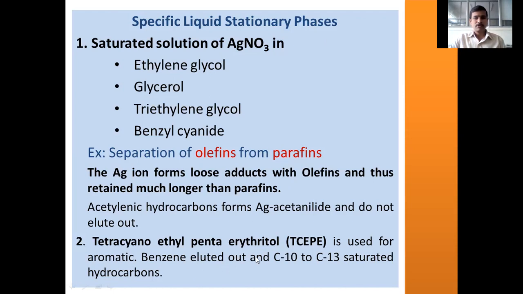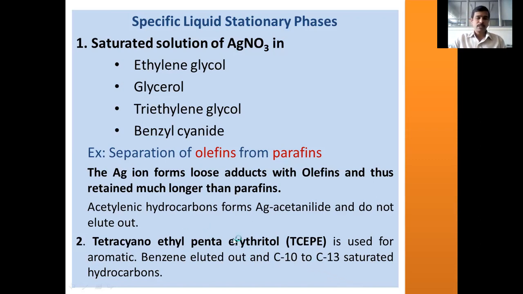Tetracyanoethyl pentaerythritol, TCEPE, is also used as a liquid stationary phase, for example for the separation of benzene from hydrocarbons having 10 and 13 carbon atoms. So benzene is eluted first compared to C10 and C13 saturated hydrocarbons when we use tetracyanoethyl pentaerythritol, right? The interaction of benzene with this stationary phase will be lesser compared to C10 and C13. So benzene is eluted first, and it can be separated from hydrocarbons having C10 to C13.